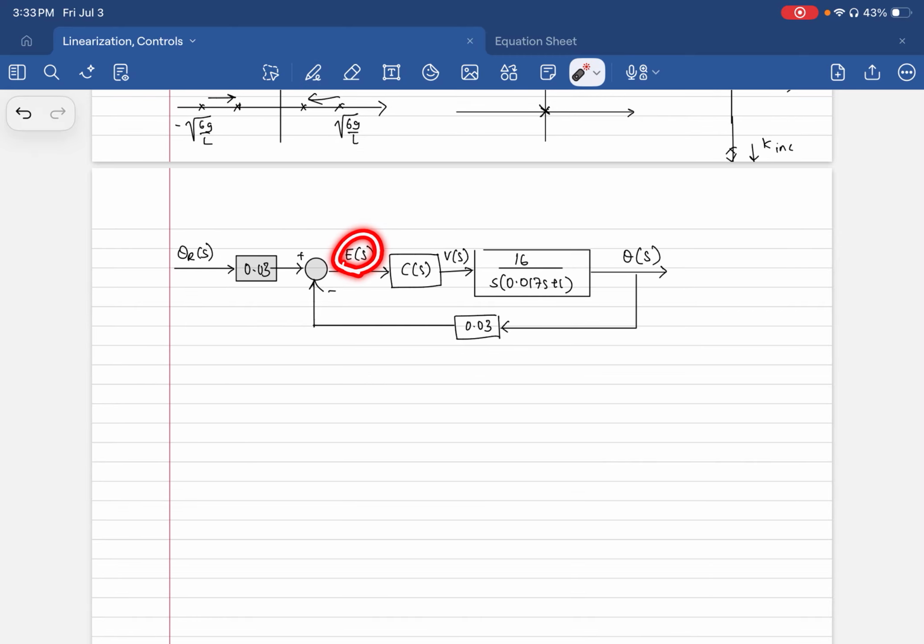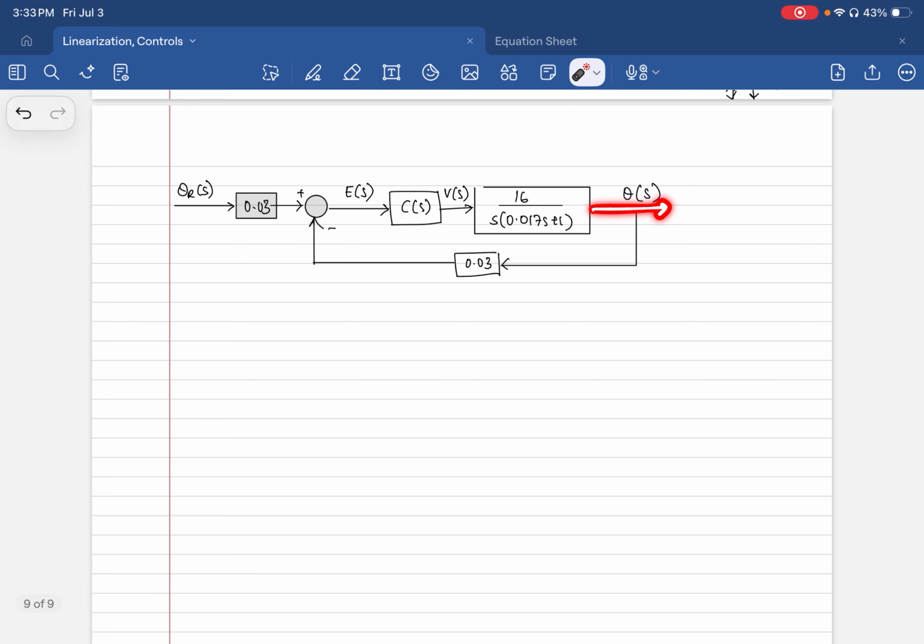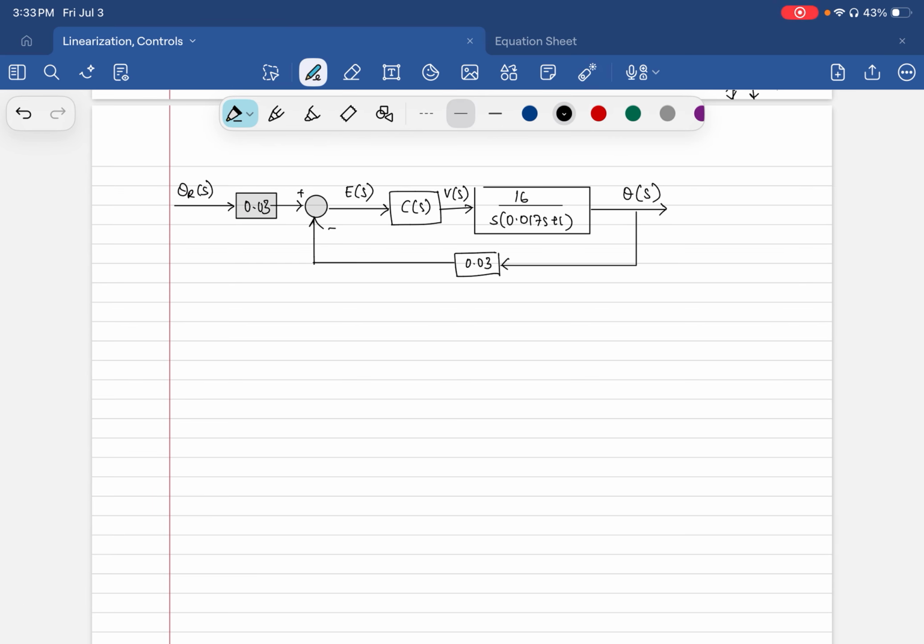And now your objective is to make this error equal to 0, because you've now kind of leveled the playing field. Both of these are now multiplied by 0.03. And the objective is that your 2% settling time should be less than 200 milliseconds and your percentage overshoot should be less than 5%. First, what is the closed loop transfer function? Essentially, theta of s over theta r of s.